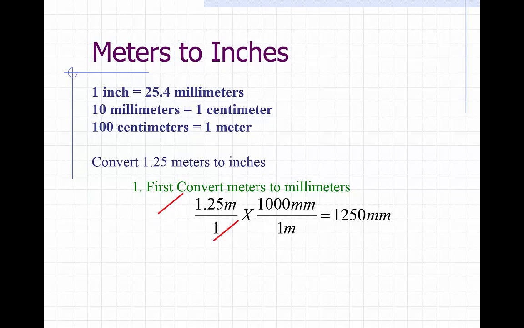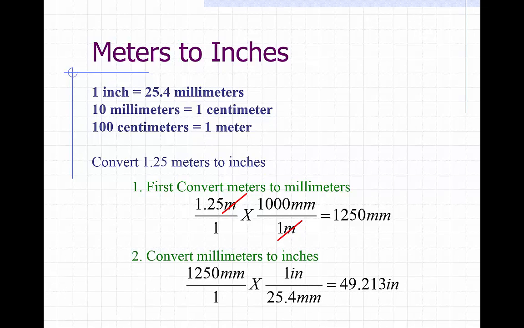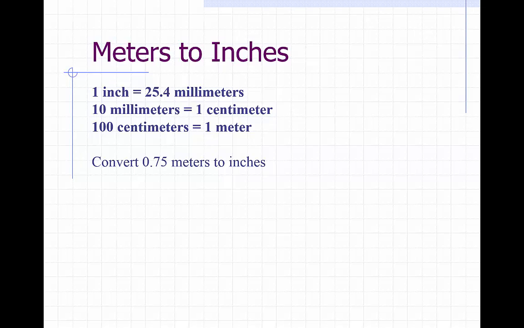The meters cancel, leaving 1,250 millimeters. And now I'm going to convert the millimeters to inches. So I have 1,250 millimeters over 1 times 1 inch over 25.4 millimeters. The millimeters cancel, leaving me with 1,250 divided by 25.4. That's going to give me 49.213 inches. Be sure you're putting these on paper and working them out with your calculator and getting the same answers. You can always pause and replay this video.